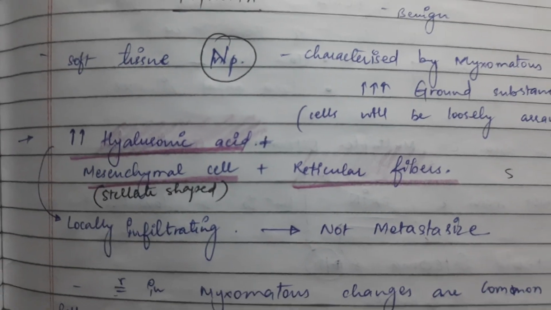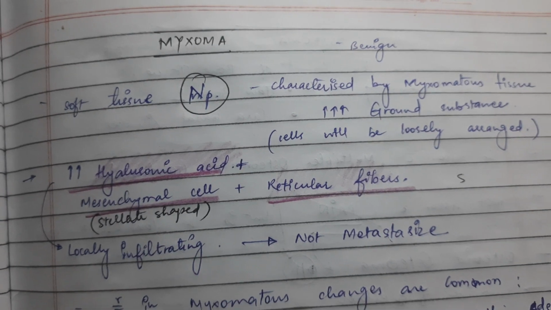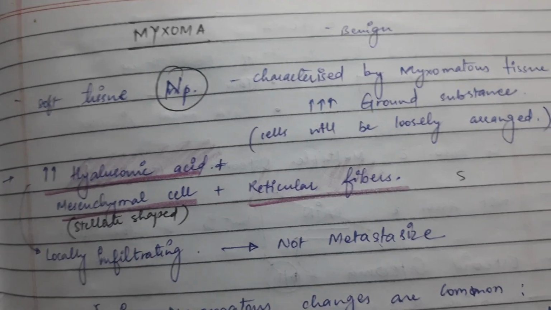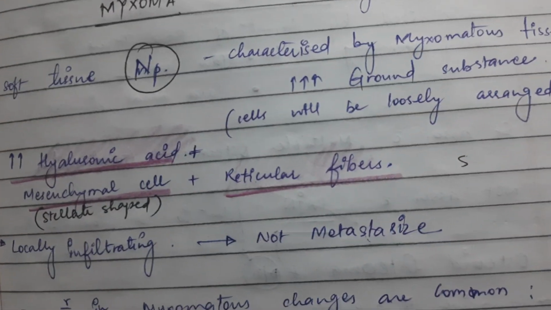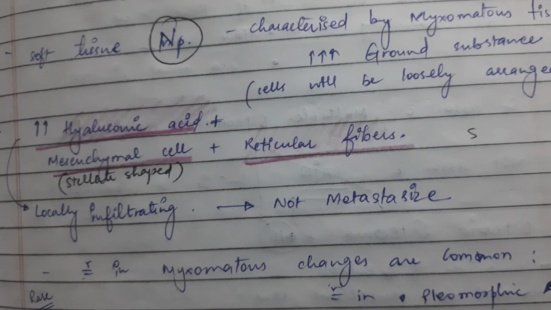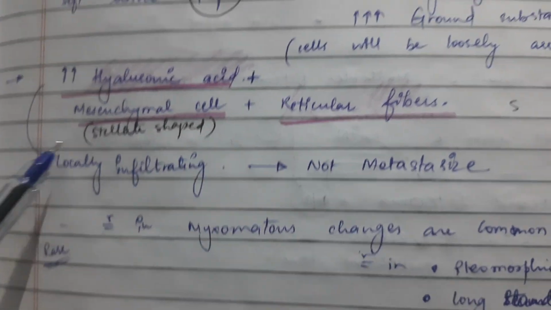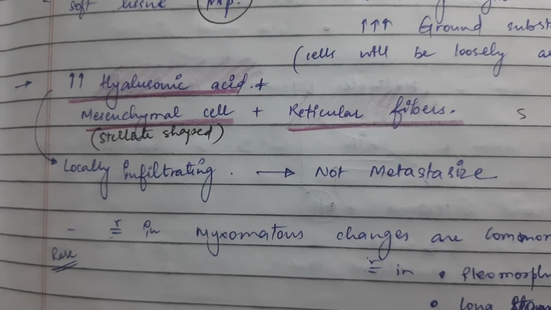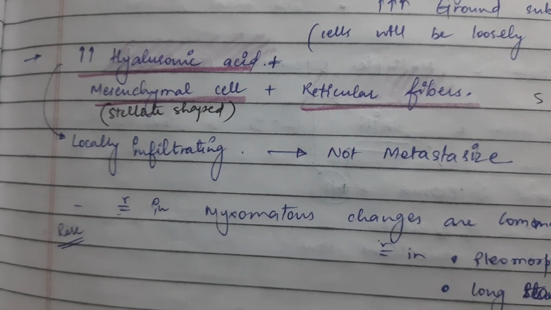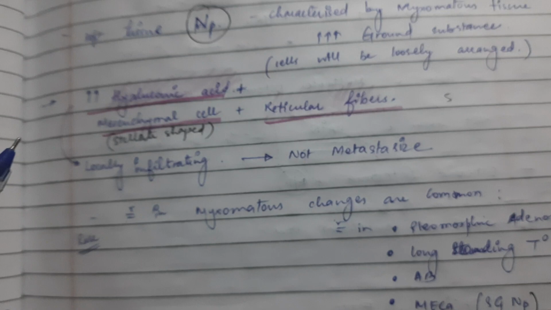Then myxoma. Myxoma is a benign soft tissue neoplasm characterized by myxomatous tissue. Increased ground substance is present in myxoma, so the cells are loosely arranged. More hyaluronic acid is present in myxoma. Mesenchymal cells are stellate shaped and reticular fibers are present here.